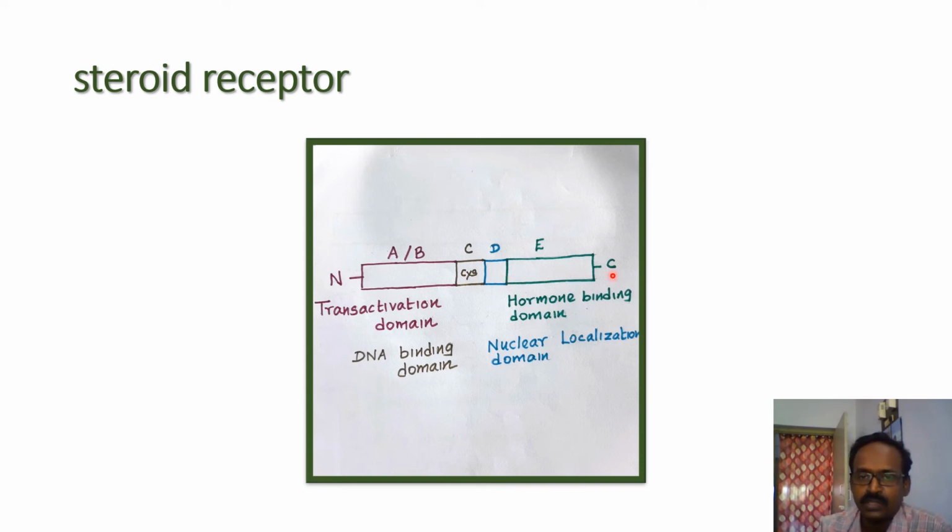This is the carboxyl terminal. The hormone binding domain is close to the carboxyl terminal. The cysteine-rich domain is the DNA binding domain, and the DNA binding domain binds with the DNA through two zinc fingers.